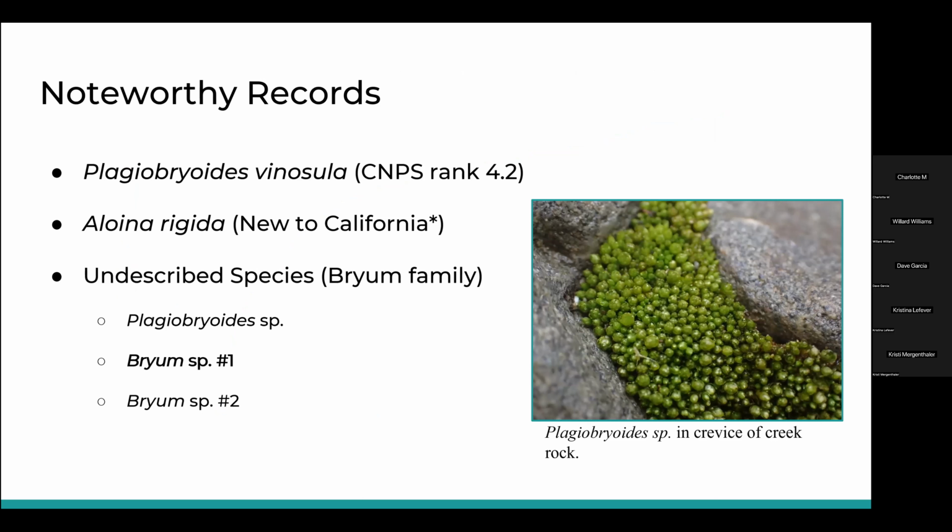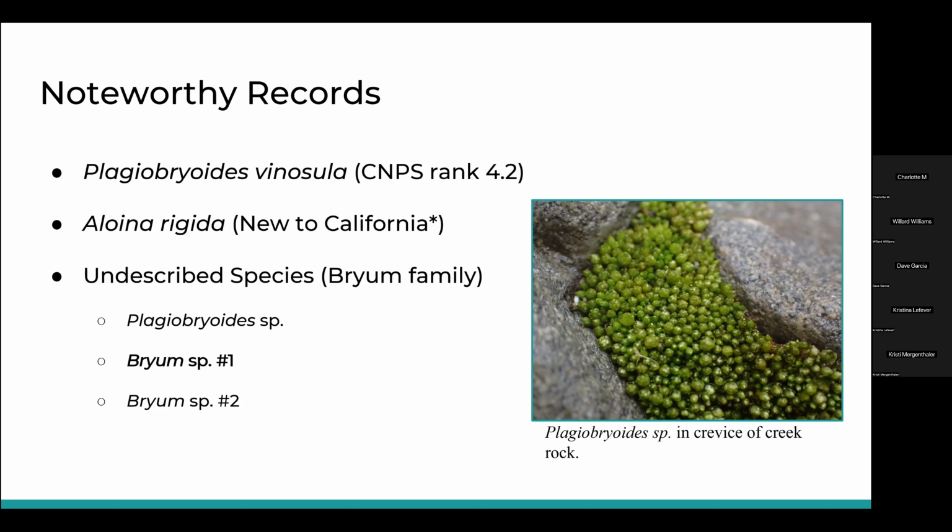So some specific noteworthy records within the park. Plagiobryoides vinosula in California is a special status species. It's CNPS rank 4.2, which means it's moderately threatened or endangered within the state. And this was found in both Stanislaus County and the Santa Clara County side of the park. And I believe it's just one of these mosses that is overlooked, and it's probably more common than it is thought to be.